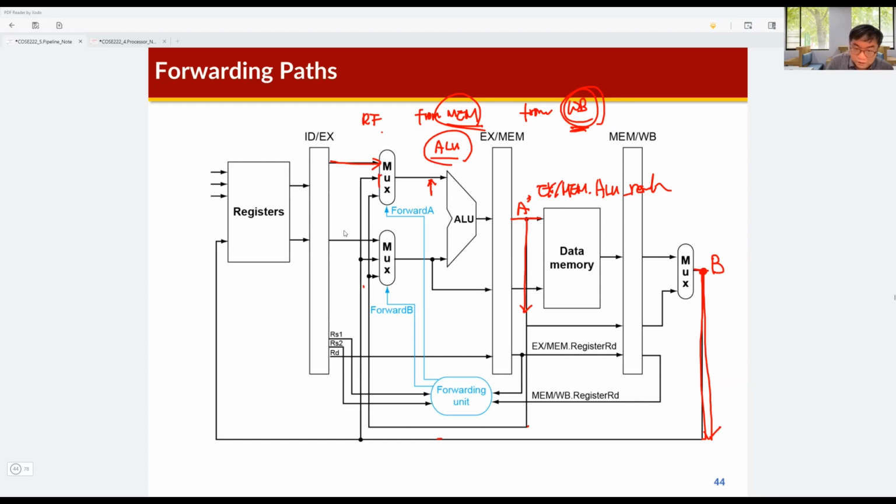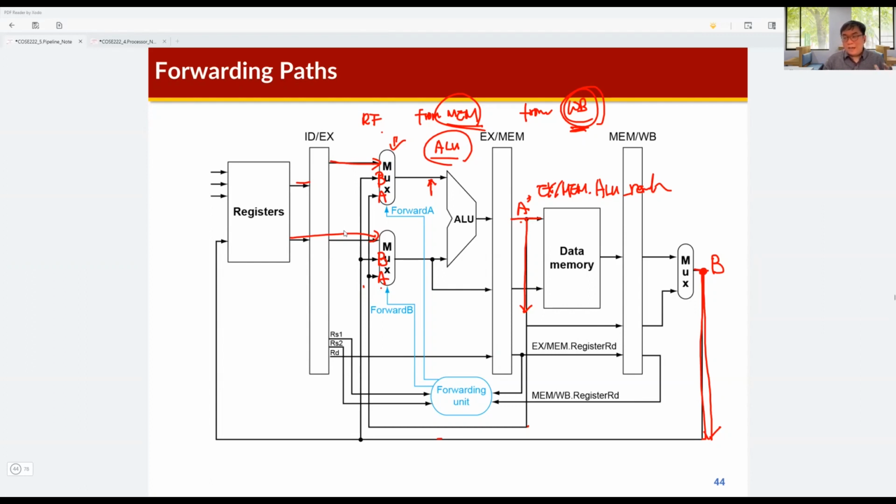This is B, this is A. Also, the result from the memory or write back stage can be another input of the ALU. So this is also delivered to here and to here. Also, another input from the register file. So in order to build the forwarding path inside of the pipeline architecture, we need to add the multiplexer in front of the ALU. Okay, understand?